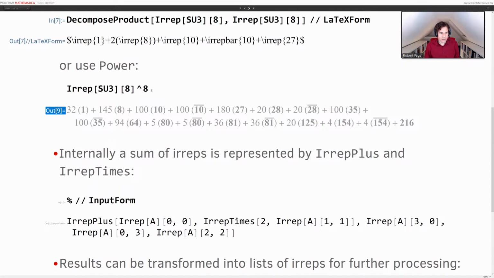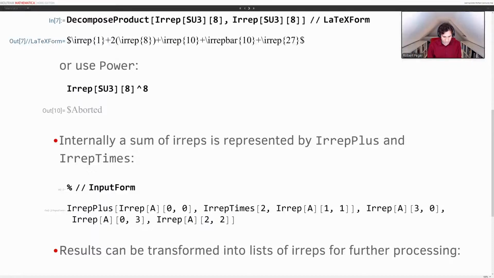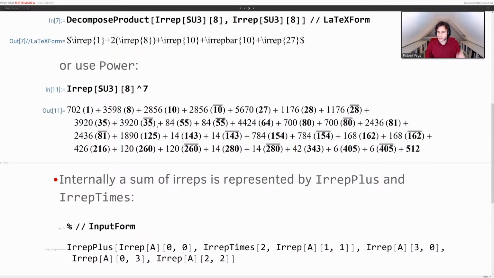No, 8 is even too long, or I have to abort the other computation. Let me abort this. Let's take 7. Yeah, that works. Okay, any other questions?